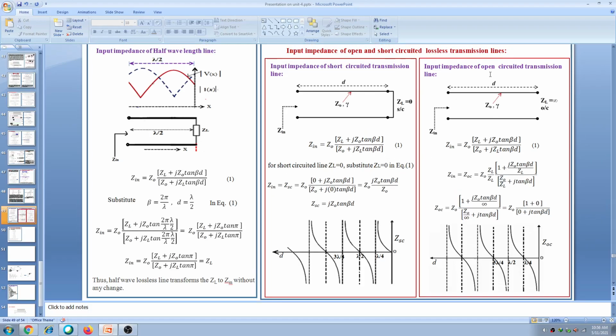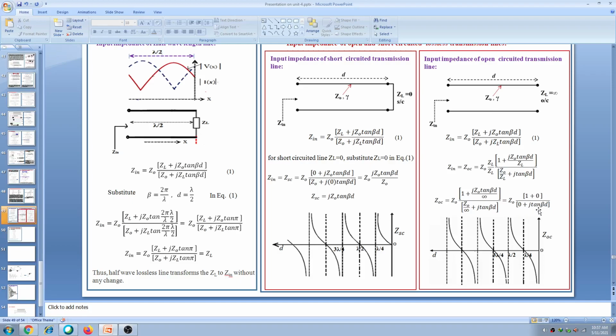Similarly, the input impedance of an open circuited transmission line. Open circuited means the line ends here, and D may be anything. So what we have to put is ZL equal to infinity in this equation. We cannot substitute ZL equal to infinity directly here. What we have to do is take ZL outside, and these two cancel. Here you substitute infinity, and here is ZL infinity. Anything divided by infinity is 0, so this is 0 and this is also 0. So you will be getting this one.